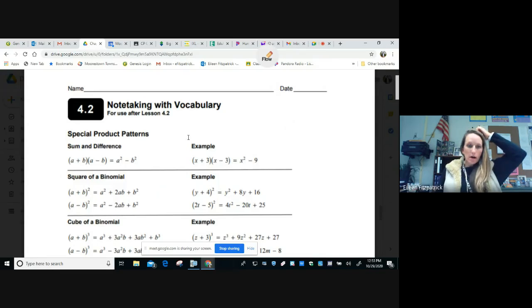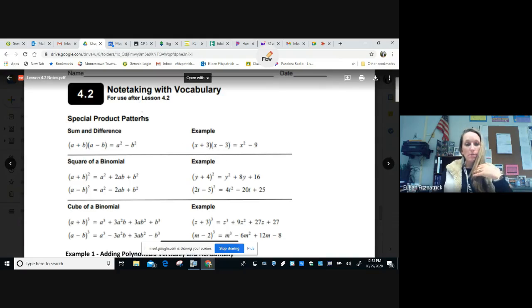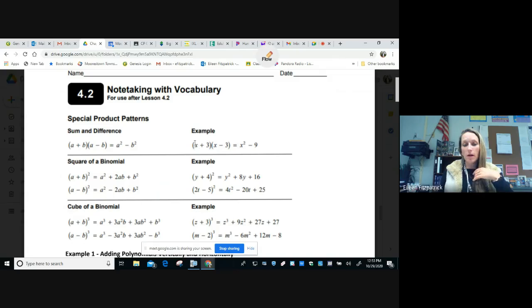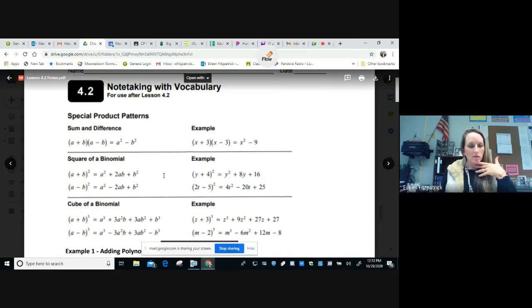All right, so to get started, we have special product pattern, sum and difference. If we have two binomials where the terms are the same but the signs are different, that's going to multiply to a squared minus b squared. So you can see an example here. If you just FOIL it like you normally would, x times x is x squared, x times 3 is negative 3x, 3 times x is positive 3x, 3 times negative 3 is negative 9, and then your middle terms cancel. That's why it's a special pattern, because the middle terms will always cancel, so you can get the answer a little faster.